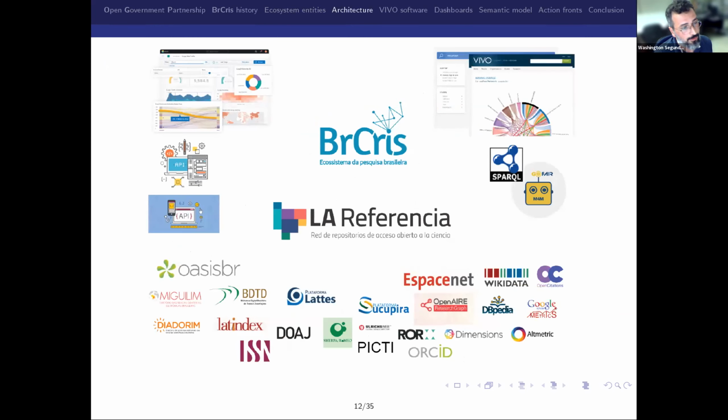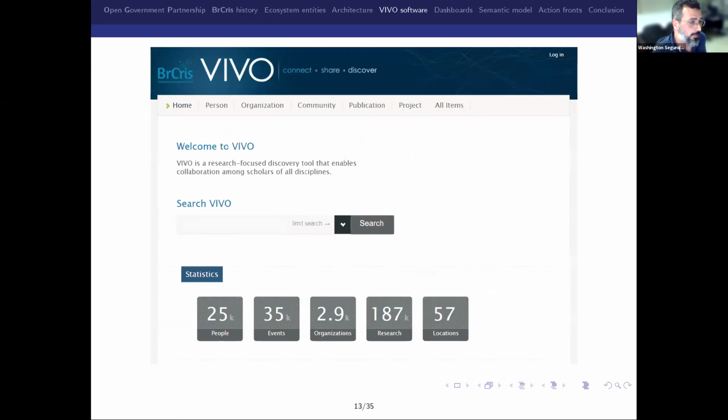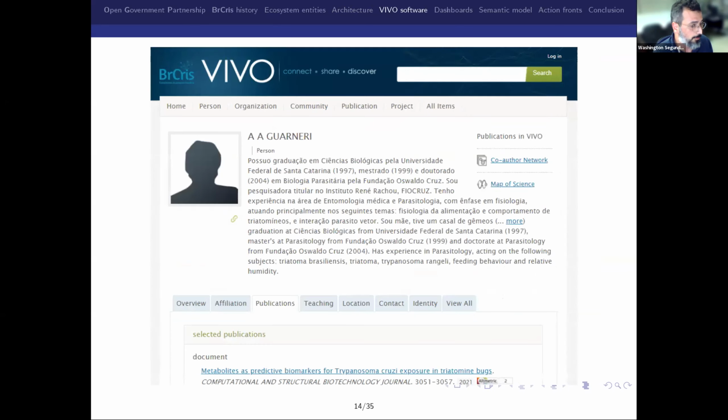And the architecture of this system is that we are using the La Referência platform as the software to aggregate all the resources we have to put in this system. From the La Referência platform, we are exposing it through APIs, semantic APIs, and also dashboards and a VIVO software instance. Here is the VIVO software instance test. We also have some tests and loaded data in this platform with this architecture.